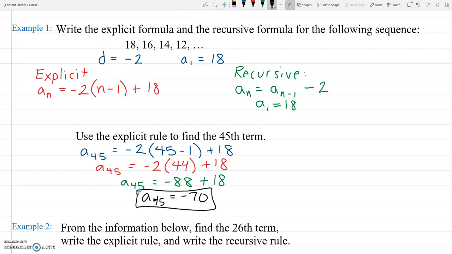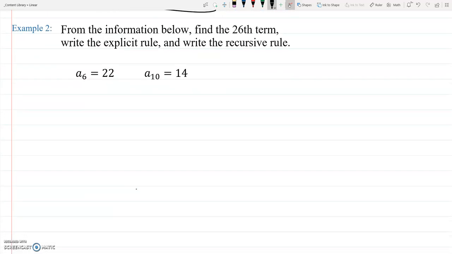Okay, example 2 is more like an Algebra 3-4 honors problem. The first one, I usually start kind of basic to show you the vocab and show you how things work, and then the next examples usually make it more difficult and more like an Algebra 3-4 honors problem. All right, but I've got to do the same thing. I've got 3 things I've got to do. I've got to write the explicit rule, I've got to write the recursive rule, and I've got to find the 26th term. I'm going to find the 26th term last because I'm going to use the explicit rule to find the 26th term. So I'm going to write both my formulas first, and then I'm going to use that to find the 26th term. All right, this problem is obviously a little bit harder.